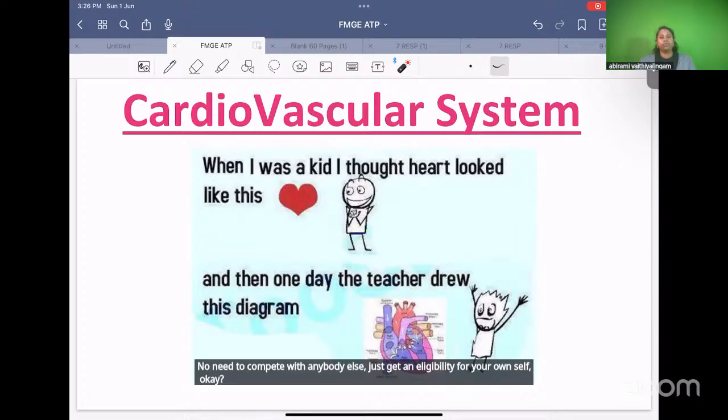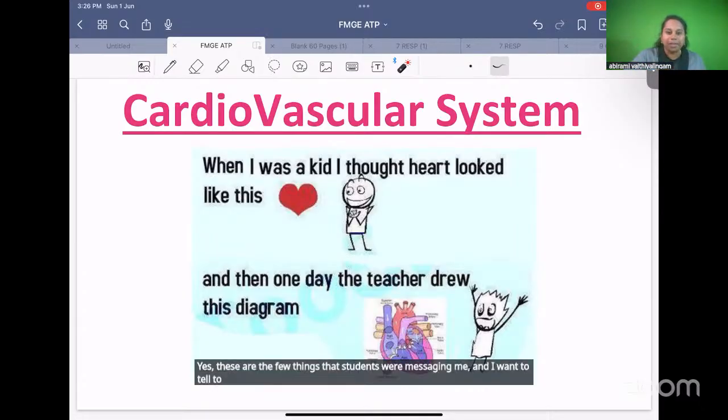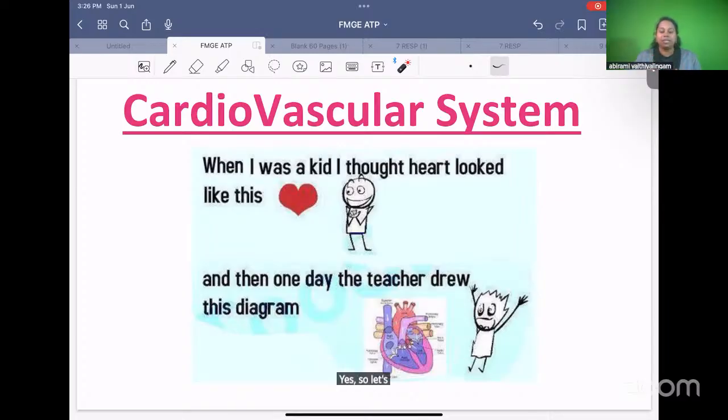Yes, these are the few things that students were messaging me, and I want to tell everybody. So let's learn happily. Whatever anxiety or stress you get, the exam date is not going to change. The exam is not going to change.